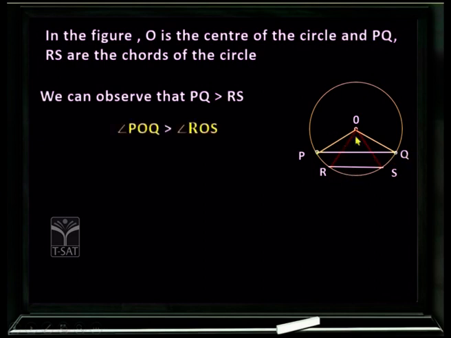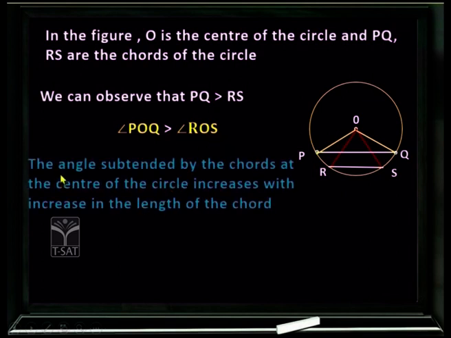Then what happens? The angles also have the same relation, that is, angle POQ is greater than angle ROS. So, what we can say is the angle subtended by the chords at the center of the circle increases with an increase in the length of the chord. That means, if the length of the chord increases, the angle also increases. If the length of the chord decreases, the angle also decreases.